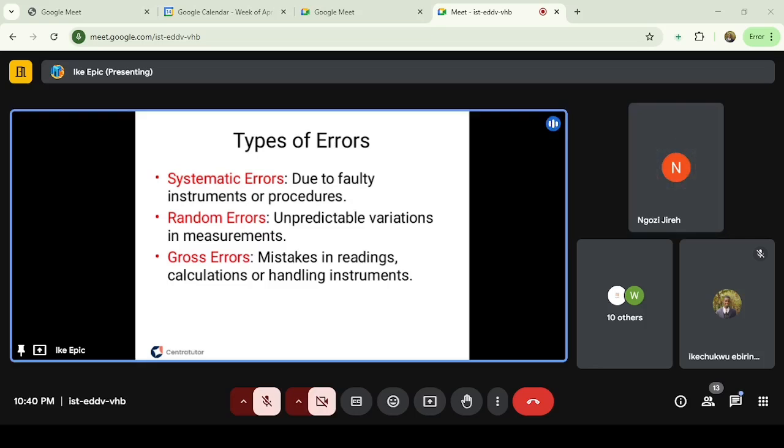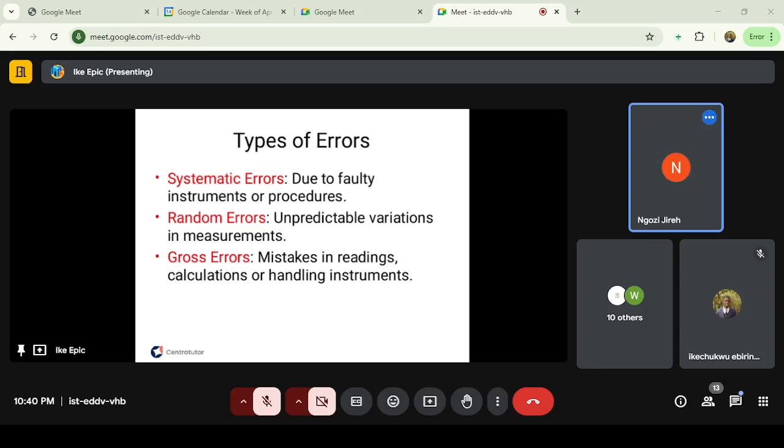Systematic errors are errors that result from faults in the instruments we're using to measure. For example, when we are using a thermometer to measure temperature, if the thermometer is faulty, that error is not your fault. It's actually the fault of the thermometer you're using to measure. So this kind of error is known as systematic error.